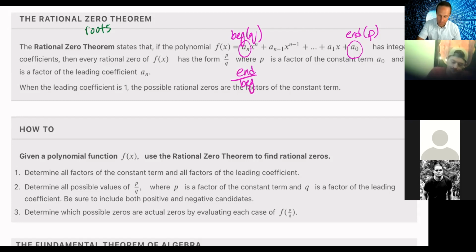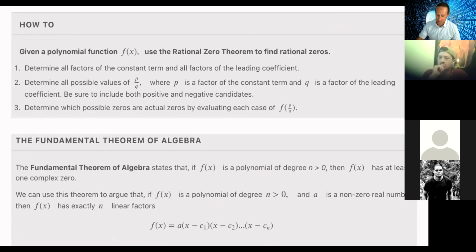And what that is going to give us is every possibility, which is good and bad. Doesn't mean that all of them are going to be roots or zeros or x-intercepts, but they are all of the possible options of them. Okay? And unfortunately, it is going to be every factor of both that leading coefficient and every factor of that ending term, that constant. Okay, so there's the how-to.